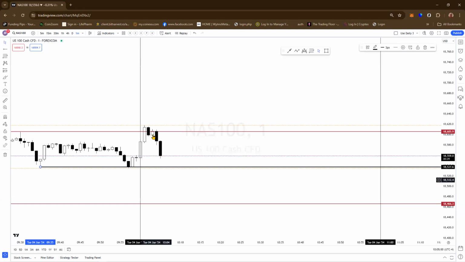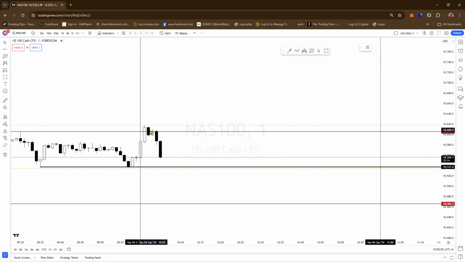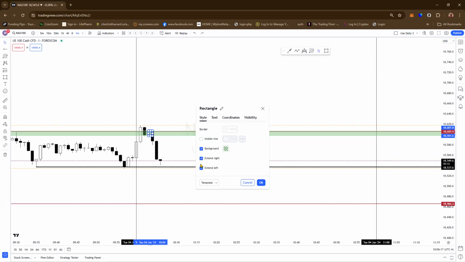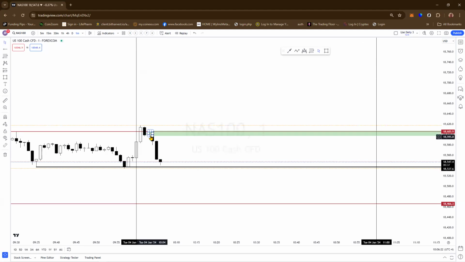Because the only order block I see, if we were to take this trade, is this one right here. So we can say this is an order block right here. Let's clean that up a little bit. So this is an order block right here, based on this candle right here.